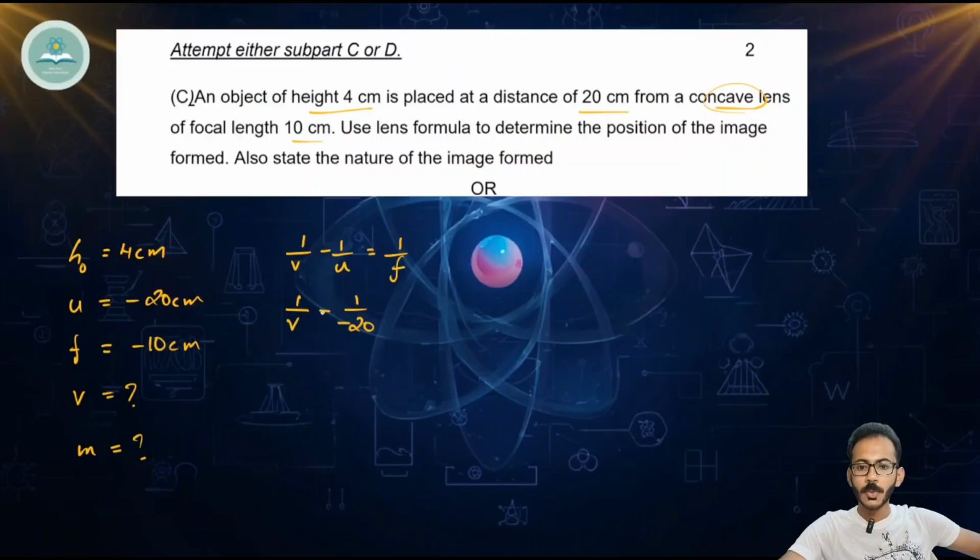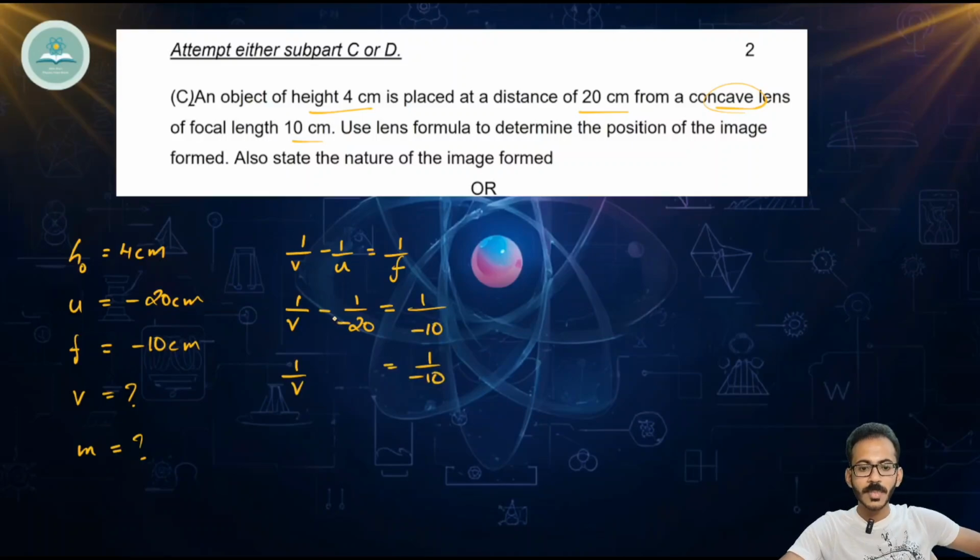Don't miss this one. Since one minus is already there, we will forget to write this minus here, so usually our answer will be wrong. Don't do it like that. 2 minus will come there. By 1 by F. F is minus 10. I'll keep this 1 by V here. So 1 by V is equal to 1 by minus 10.